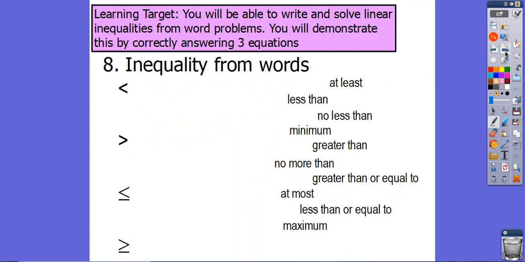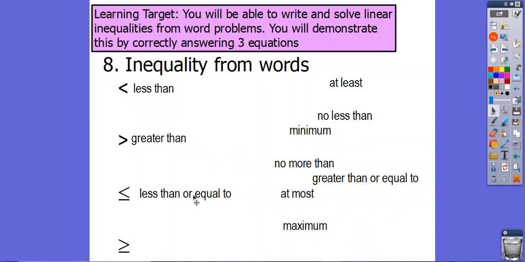Topic 8 is inequality from words. So that first one there is a less than. Next one is a greater than. This is less than or equal to and greater than or equal to. So those should not be the hard ones. These other ones will be.